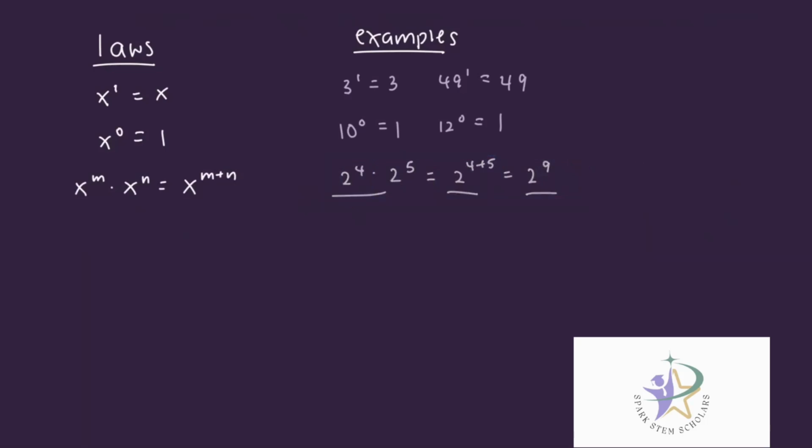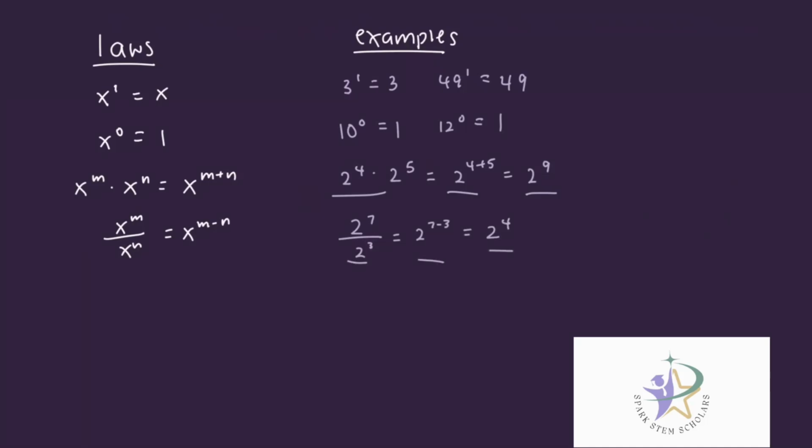Okay, next we have the division rule. So x to the m over x to the n is equal to x to the m minus n. Let's take a very similar example to the last one. 2 to the 7th over 2 to the 3rd, we would have 2 to the 7 minus 3, and that would equal 2 to the 4th. And these three are equivalent to each other.